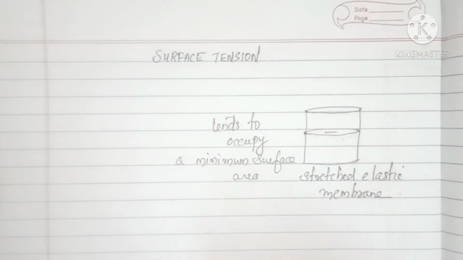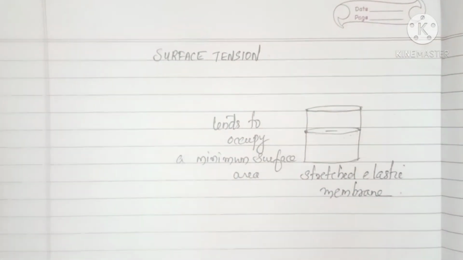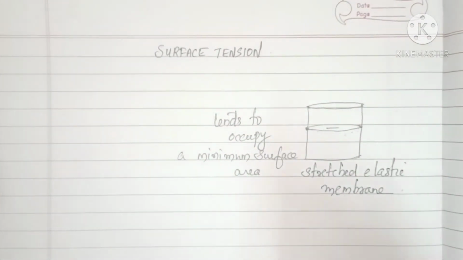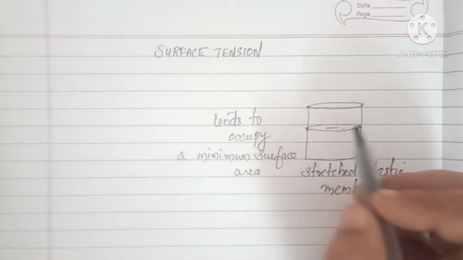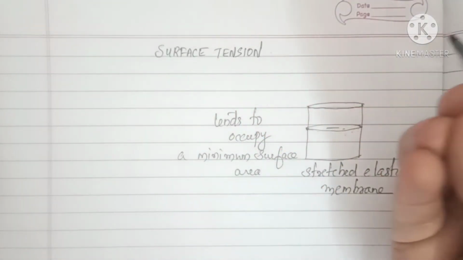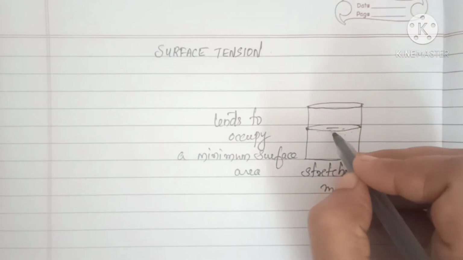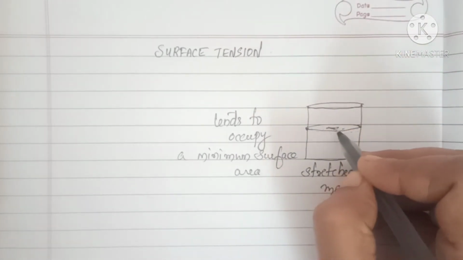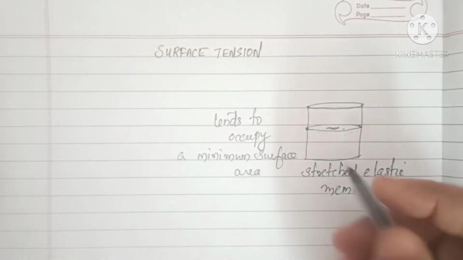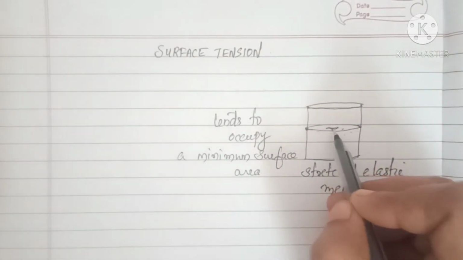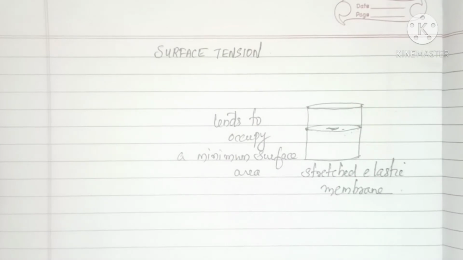You may have seen small insects floating on water. That is because of surface tension. The surface of the water will behave like a stretched membrane. That is, it will tend to occupy a minimum surface area. So there will be a stretching, and that particular insect or that particular needle can stand on that membrane. Understood? It can be held there. So that is what is called surface tension.